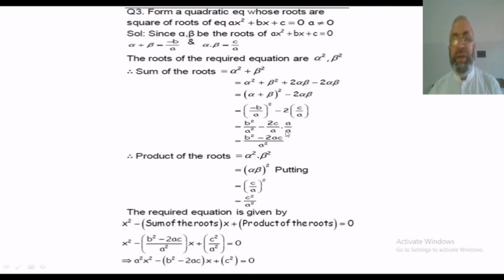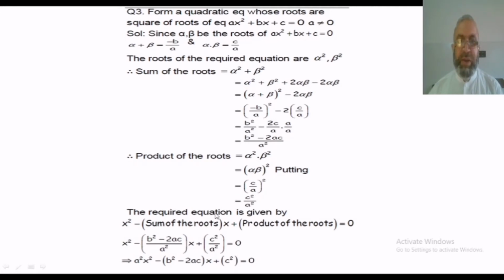Simplifying that, we get b square by a square minus 2c by a. Multiply and divide by a to get a square as the same LCM. So a square is the LCM, that is b square minus 2ac. So that is the sum of the roots. Now the product of the roots, alpha square beta square. We can write this as alpha beta whole square. Now putting the values, the product of the roots alpha beta is c by a, so we get c square by a square.